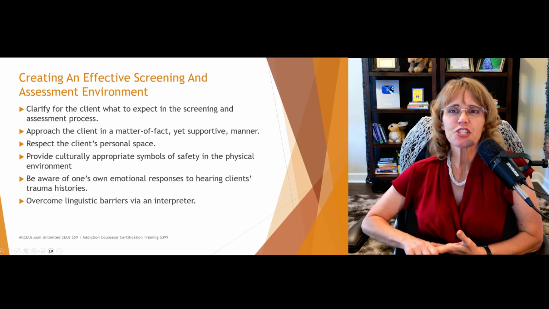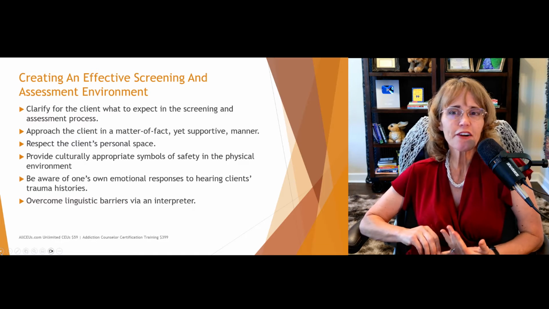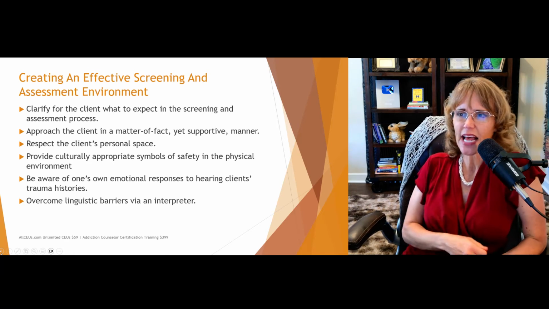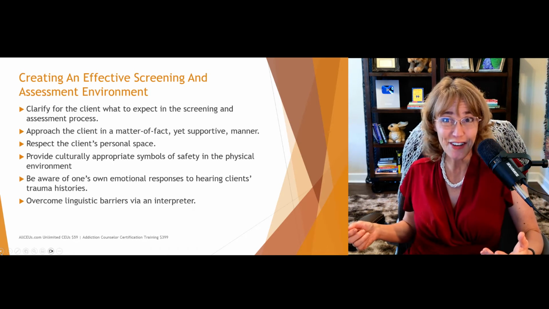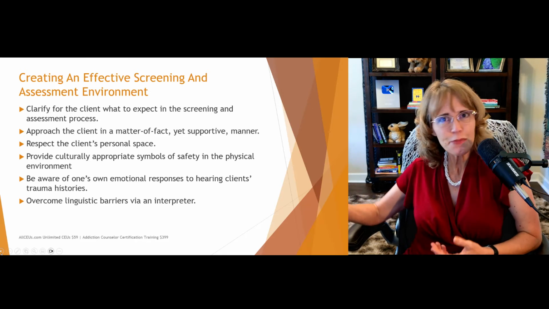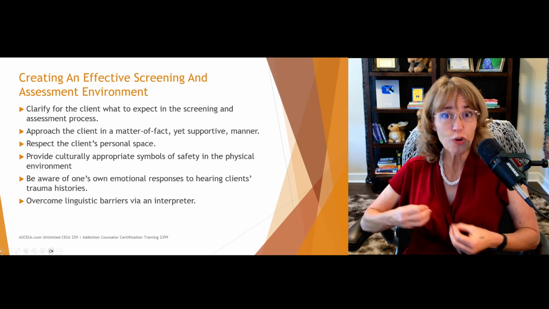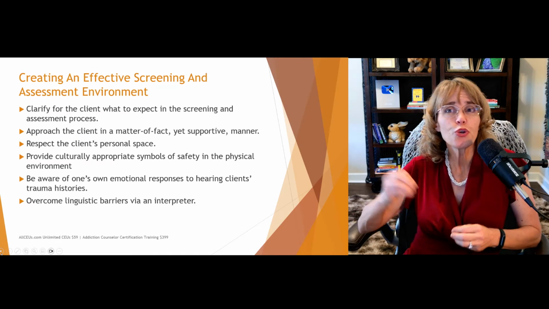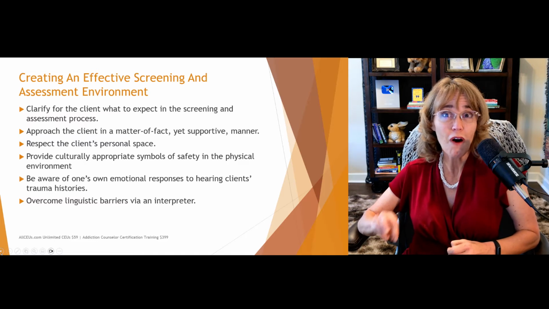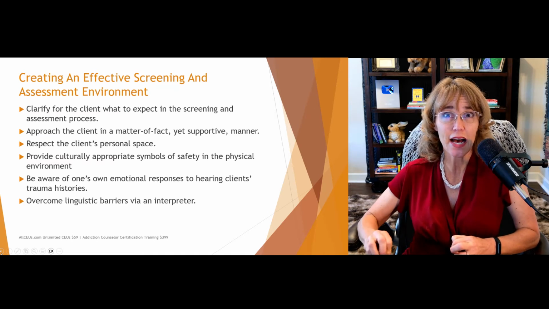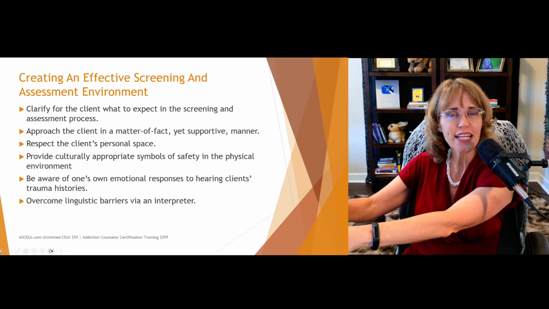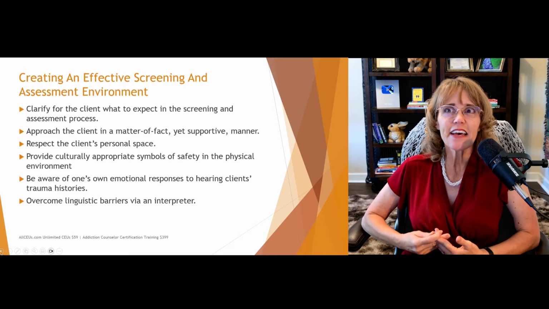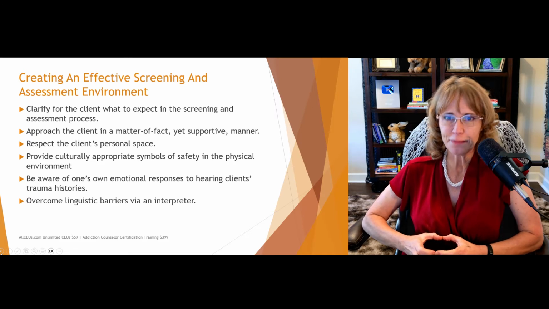In creating an effective screening and assessment environment, we want to clarify for the person what to expect in the process, not just sit them down and say, okay, I'm going to ask you some questions and start rattling stuff off. Let them know, I'm going to ask you some questions in order to determine if you are having any symptoms of X, Y, and Z. You don't have to answer questions that you don't feel comfortable answering, and you can stop at any time. That's trauma informed. I'm giving the power back to the client. I'm saying, I'm going to ask the questions, but you can tell me it's none of my business if you're not comfortable answering that right now.